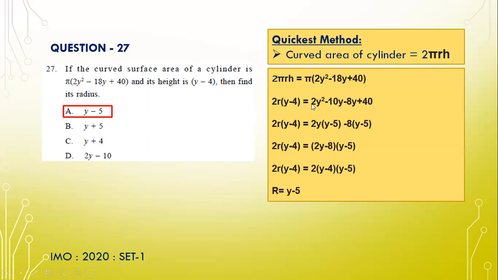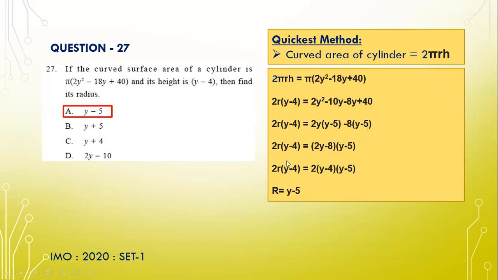So 2r into y minus 4 is equal to 2y square minus, how do you split 18y? How do you factorize? 18y is minus 10y minus 8y plus 40, isn't it? So 2r into y minus 4 is equal to 2y is common, so 2y into y minus 5, because 5 2s are 10. And here minus 8 is common, minus 8 into y minus 5, isn't it? So 2r into y minus 4 is 2y minus 8 into y minus 5.